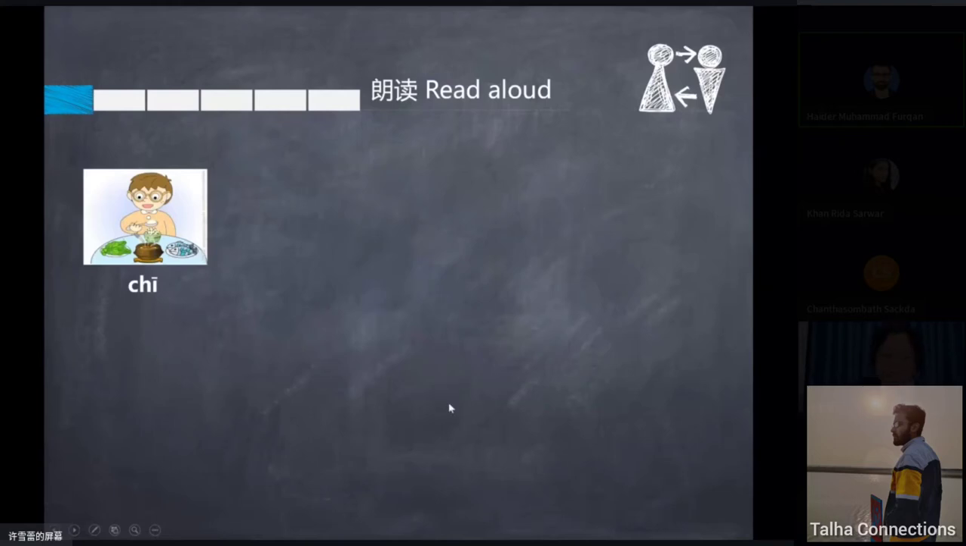For example, look at the picture. You see a person is eating food. So to eat, that is chi. Chi means to eat. All right. Someone asked, what's the difference between ci and si? Si, si.